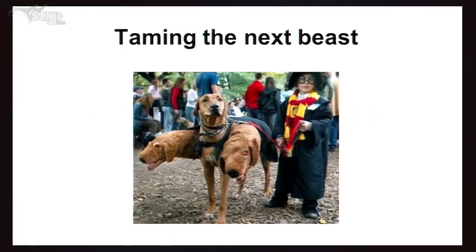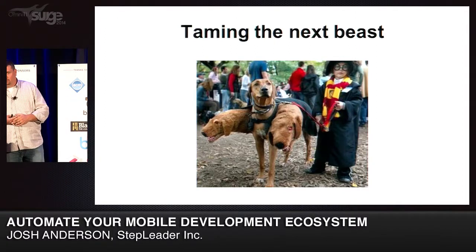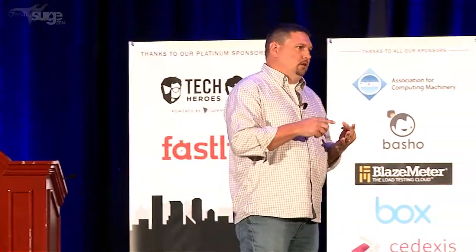Submission process. 3-headed dog. I think the dog was Fluffy in Harry Potter, if anybody remembers. So we have the 3 stores. We have iTunes, Google Play, Amazon. Submitting for those 3 completely different things. They all behave a little bit differently. They all have different requirements. They all do it in their own fun way.